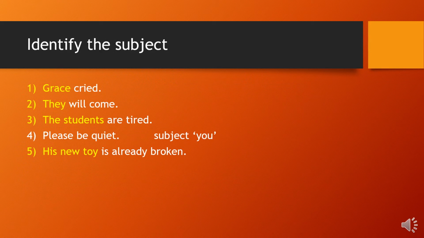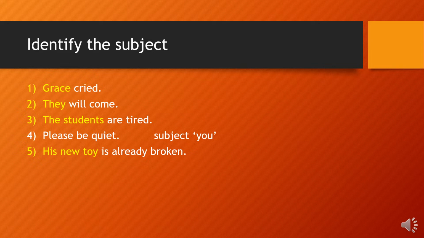We can see some practice questions. Identify the subject. So when I say, like in the first sentence, Grace cried. What is this sentence about? This sentence is about Grace. So Grace is the subject. Second sentence, they will come. What is this sentence about? This sentence is about the pronoun they. So they is the subject.